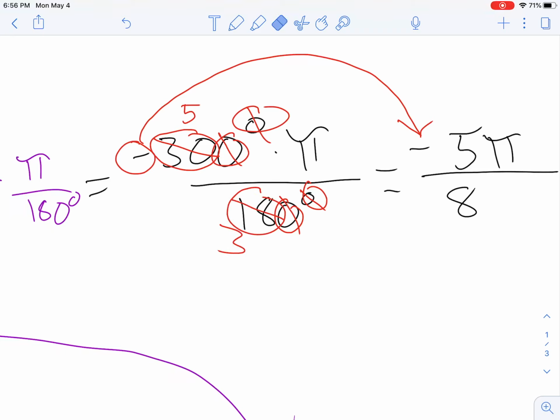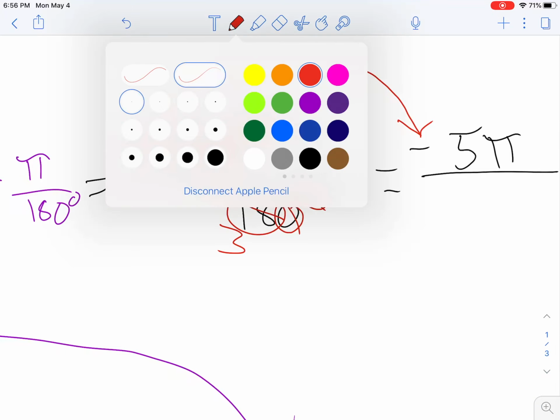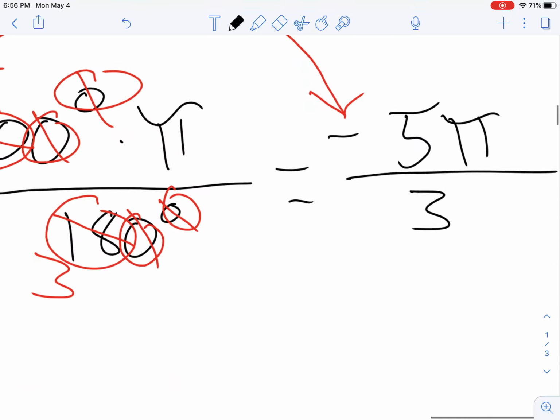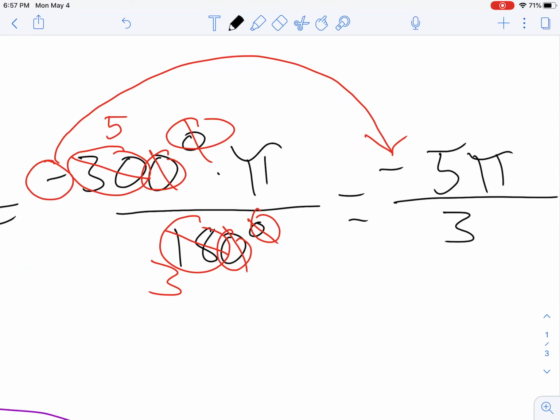I don't know why I wrote 8 over here. Totally my bad. So again, 6 goes into 30 5 times, and 6 goes into 18 3 times. So our answer here should be negative 5 over 3. And then we're still multiplying with pi. Pi doesn't have anybody to cancel out with, so he's just chilling over there as well.